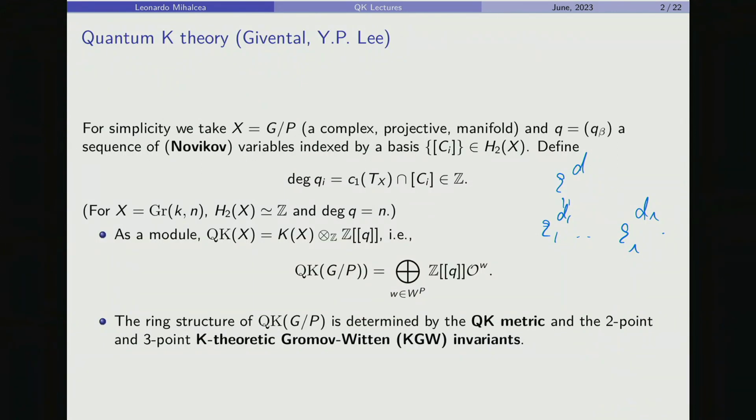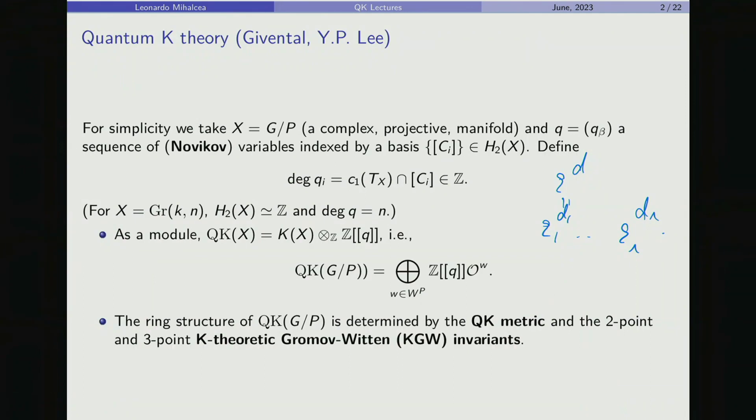All right, so from the additive point of view, quantum K-theory is very simple. It's just a tensor product over Z of the usual K-theory with a power series which depends on this sequence of parameters. Equivalently, it's the same thing, except that you have to replace this Z here by the T-equivariant K-theory of a point, as we've seen in the previous lecture.